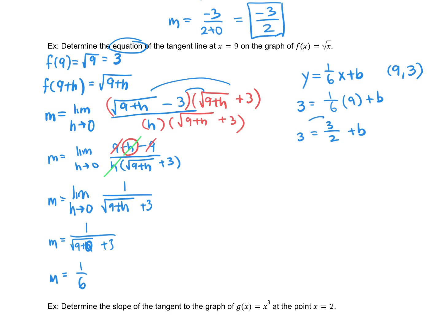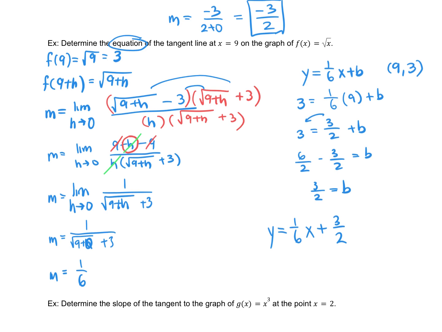And when I bring it over, I'm going to get myself a common denominator. 3 over 1 is the same as 6 over 2 minus 3 over 2. And that's 3 over 2 for our y-intercept. So that leaves us with the equation as y equals 1 over 6x plus 3 over 2. And that's how we would approach a square root function with that conjugate, just using our previous limits knowledge.